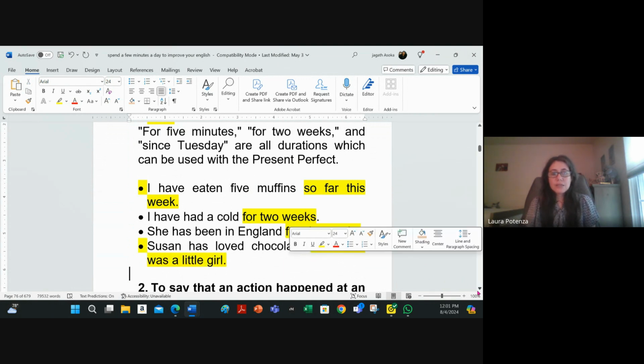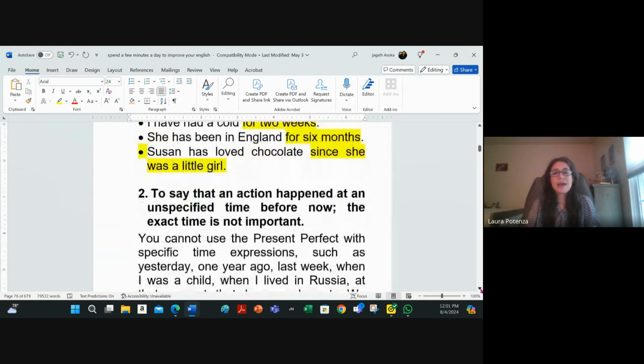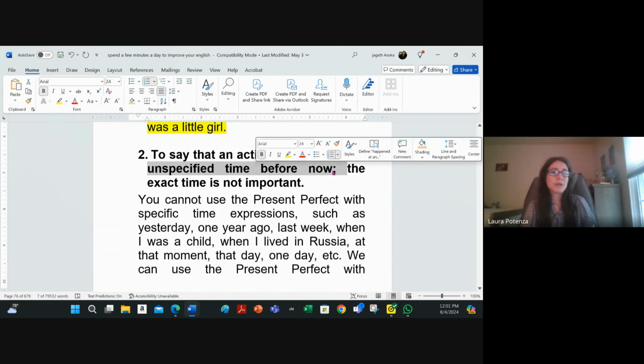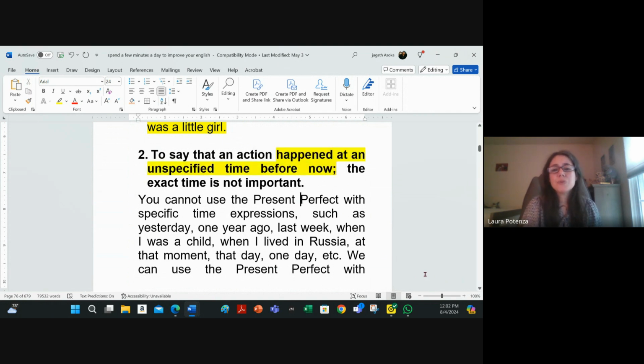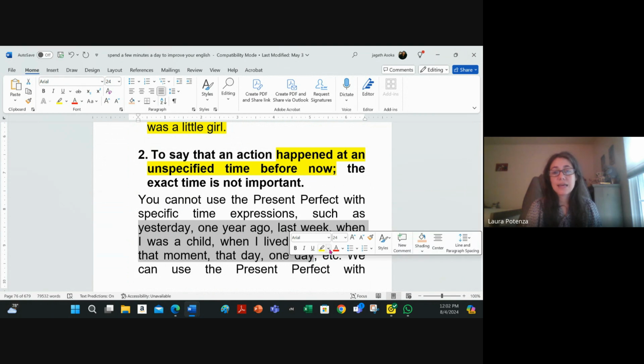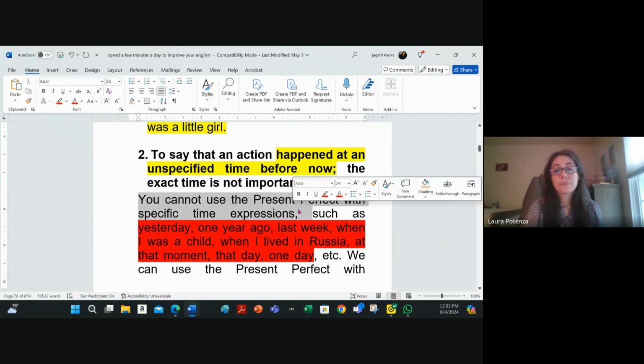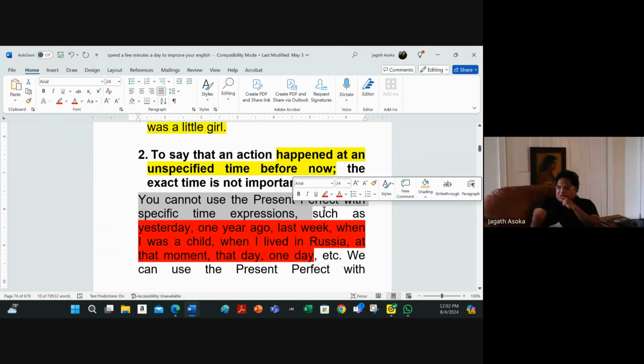Second, to say that an action happened at an unspecified time before now, the exact time is not important. So you cannot use the present perfect with specific time expressions such as yesterday, 1 year ago, last week, when I was a child, when I lived in Russia, at that moment, that day, one day, etc. So that's very important.